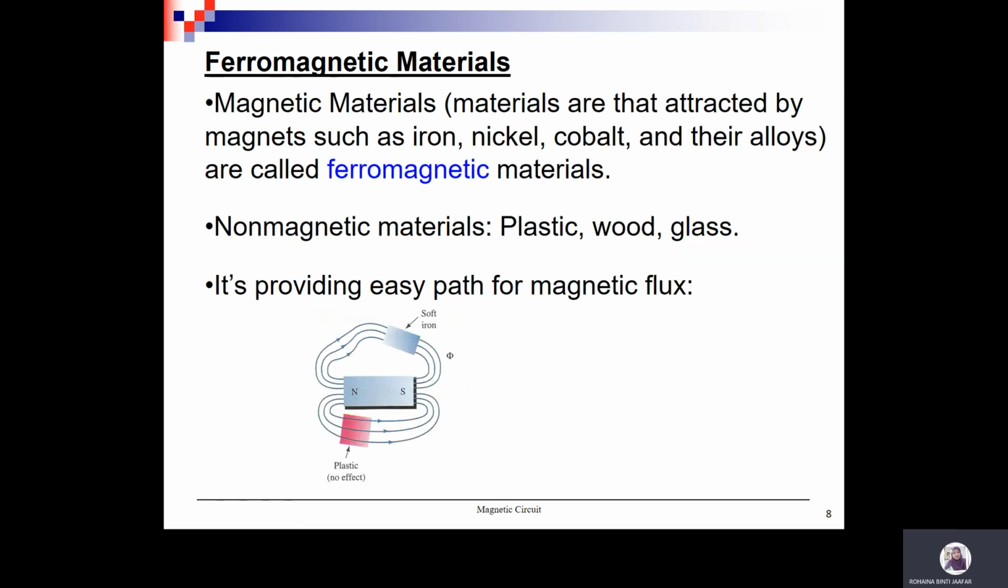So what is ferromagnetic material? Ferromagnetic material refers to material that is attracted by magnets, such as iron, nickel, cobalt and others. This material we call ferromagnetic material. Non-magnetic material is like plastic, wood and glass. If you place ferromagnetic material here, here we use soft iron, you can see that the flux lines, which were non-uniform, will be in a uniform path, because it provides an easy path for magnetic flux. If you place non-magnetic material, it will have no effect on your flux lines.